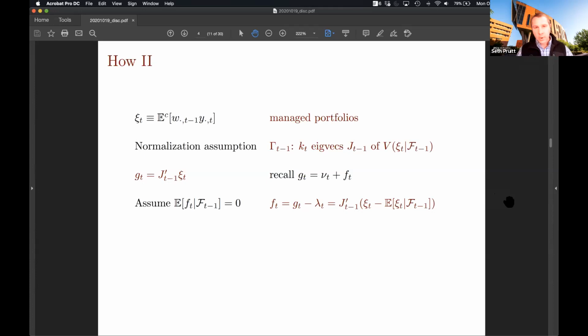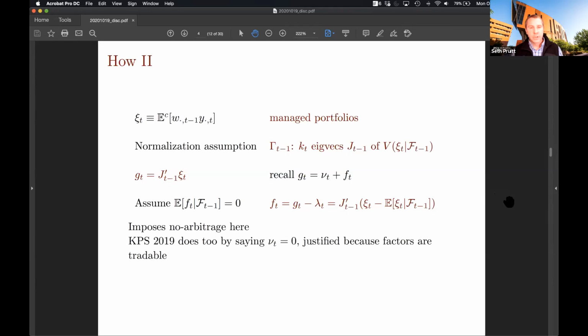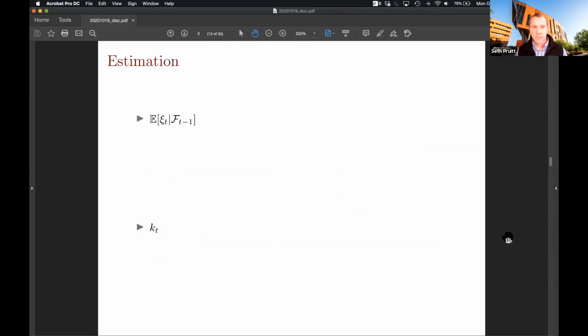Now, in order to get anywhere, this model is making these normalization assumptions, which you always have to do. And it's also assuming no arbitrage here to get its estimates. I will note, my work with Brian and Yanan does this too, essentially by saying that this nu object is 0, and it's justified because we're not taking a stand on a dynamic price of risk or using that kind of thing to estimate the factors, and in the end they're tradable. So that is something that we can impose in our model as well and actually test, which I think is interesting.